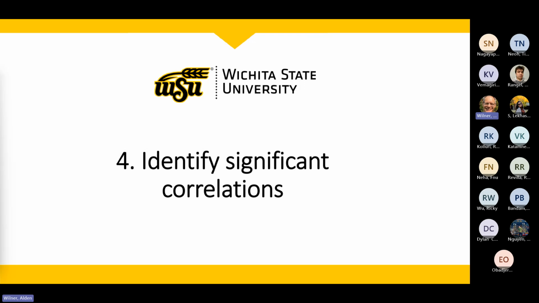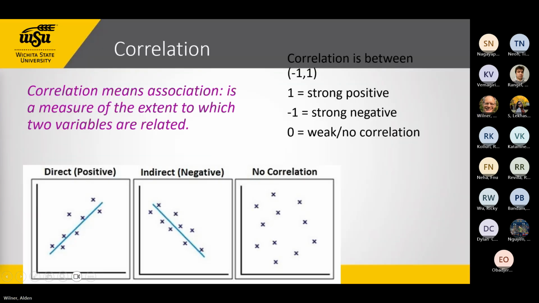Back to our slideshow briefly, significant correlations. Correlation is a number between 1 and -1. 1 is a direct correlation, strong positive. As X goes up, Y goes up. A correlation of 1 means they are moving in lockstep.